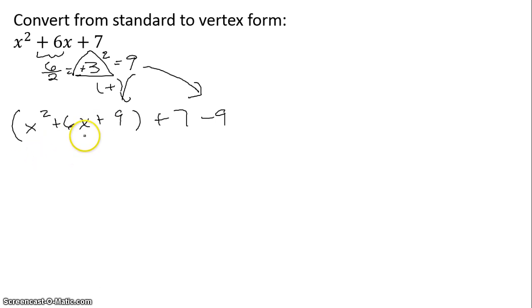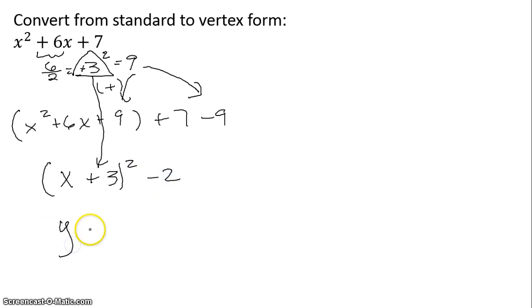So again, our shortcut here is we're going to have x, this number plus its sign is going to come down here, plus 3 squared. And then we have positive 7 and minus 9 gives us a minus 2. So our vertex form is y equals x plus 3 squared minus 2.